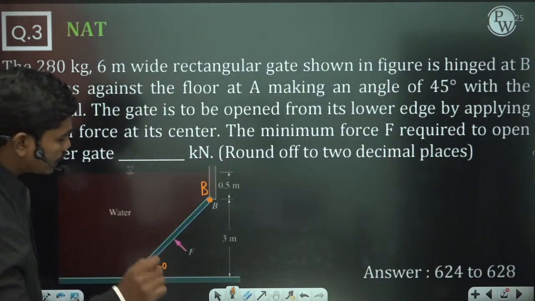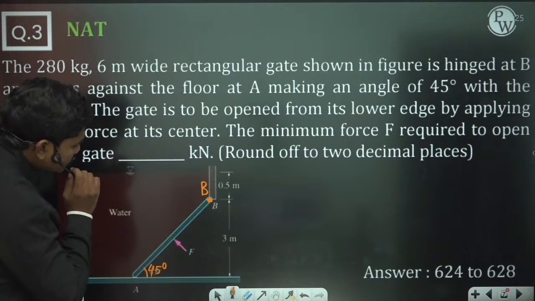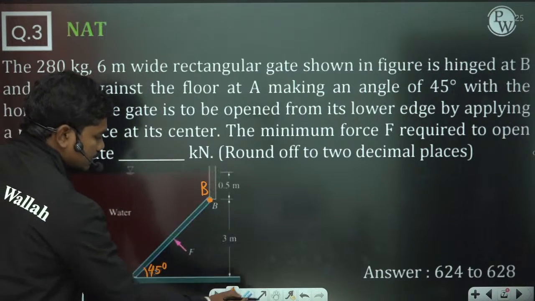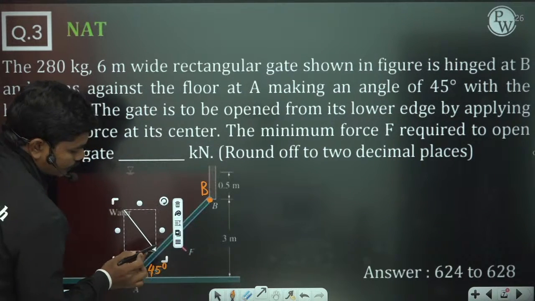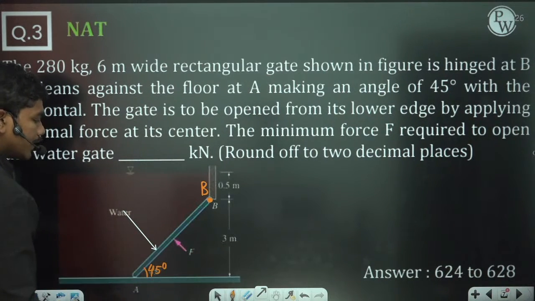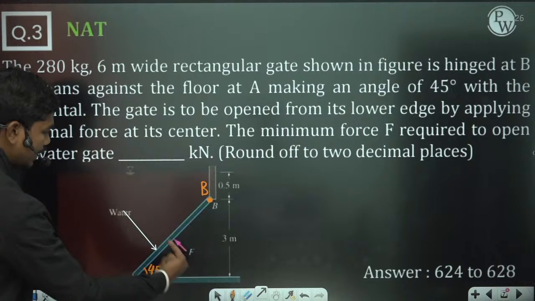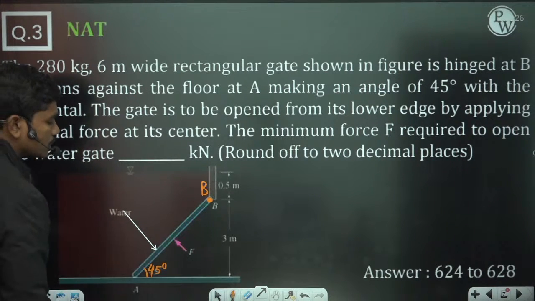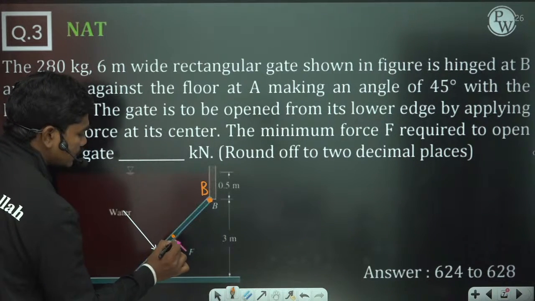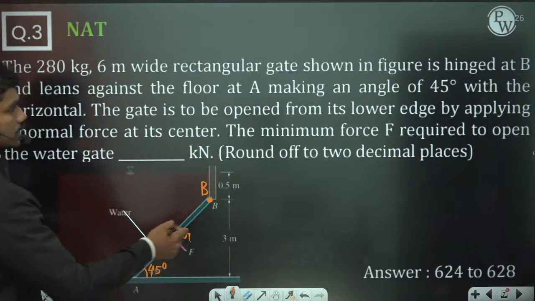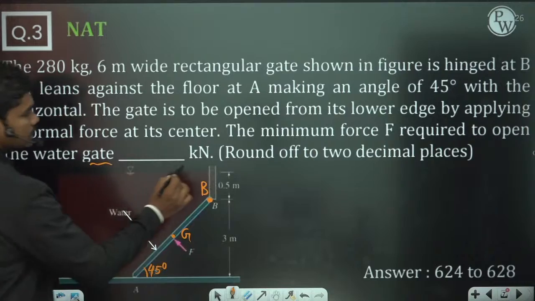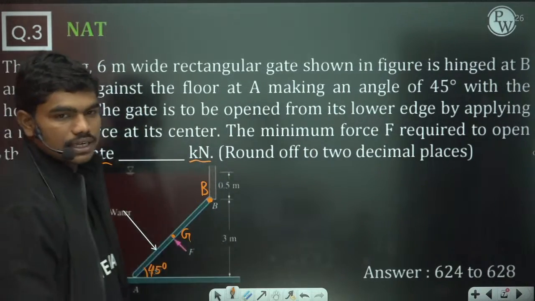So what they are doing, look here, this is a gate. Because of this water, there is some hydrostatic force acting on this gate in the normal direction. To open the gate, from this lower end they are applying a force F at this midpoint, which means the center of this plate. Now the minimum force F required to open the water gate is dash kilonewtons, rounded off to some decimal places. Did you all understand the question?